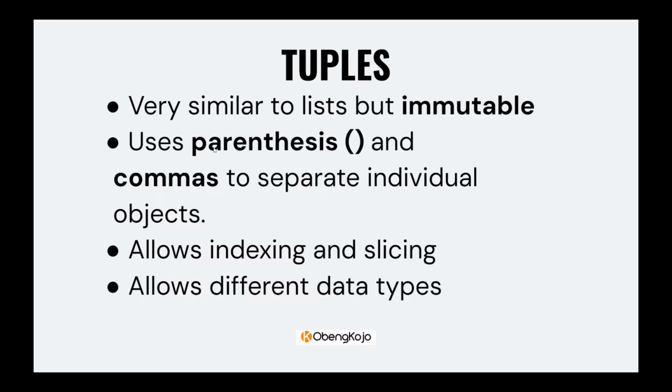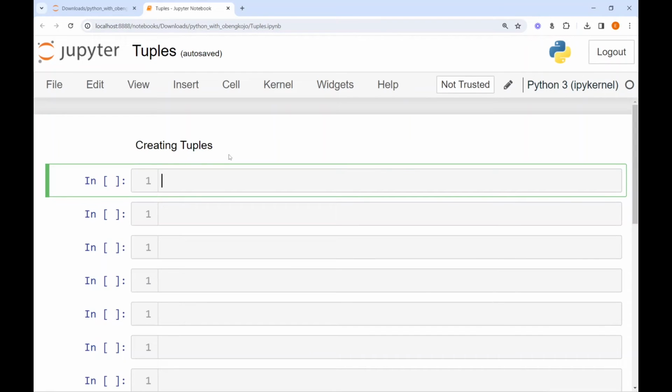In creating tuples, we make use of parentheses, and just as in a list, we use commas to separate the various individual objects within our tuple. It also allows indexing and slicing, and then lastly, it allows different data types, just as in lists. All right, so the first thing we'll be looking at is how to create a tuple.